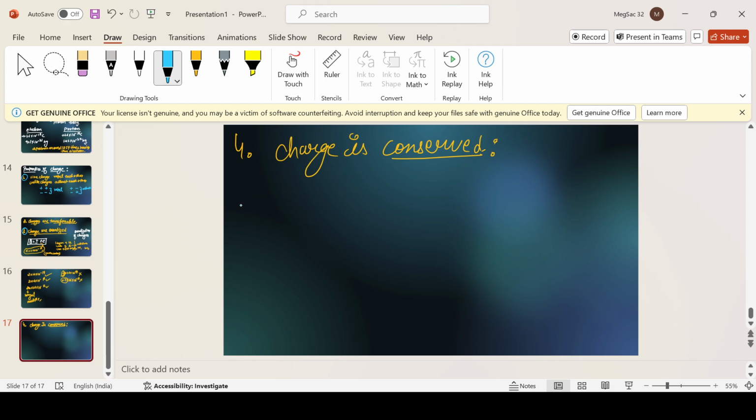So from here we got the formula Q equals plus minus n e. Now got it? Now in the paper, if they are going to ask, what is quantization of charge?